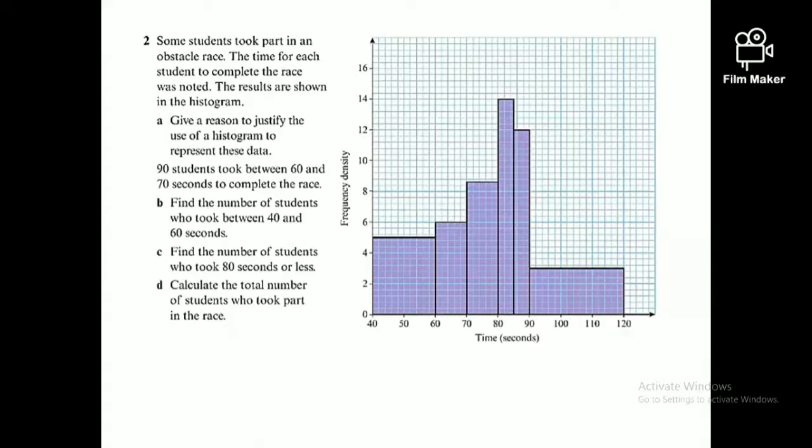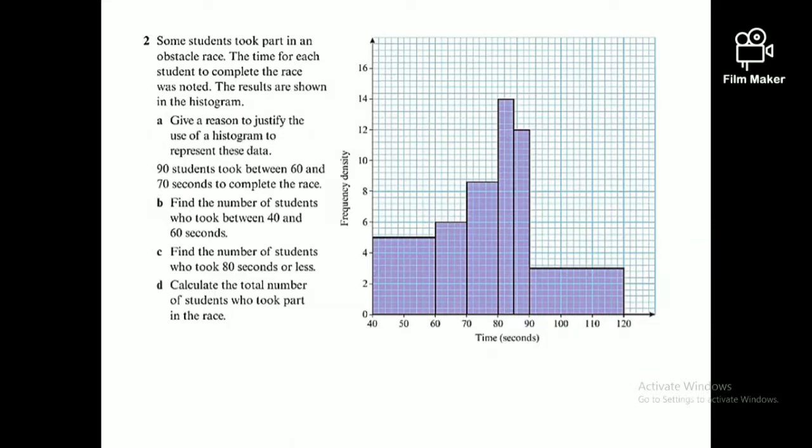Some students took part in an obstacle race. The time for each student to complete the race was noted. The results are shown in the histogram. Give a reason to justify the use of a histogram to represent this data. What is the simple answer for that? The simple answer is, since this is continuous data, you can draw a histogram to represent this set of information.